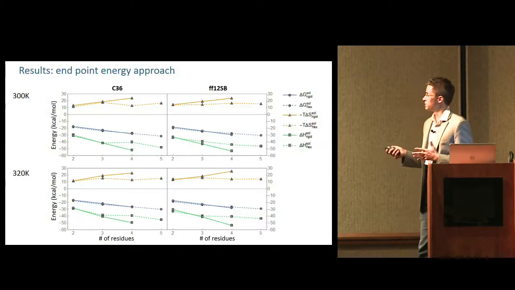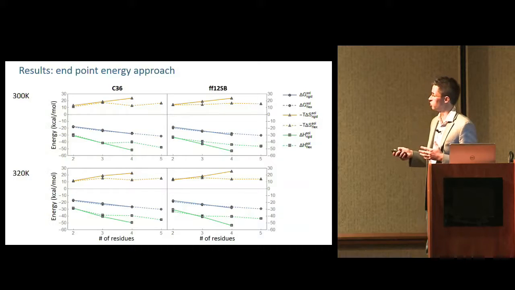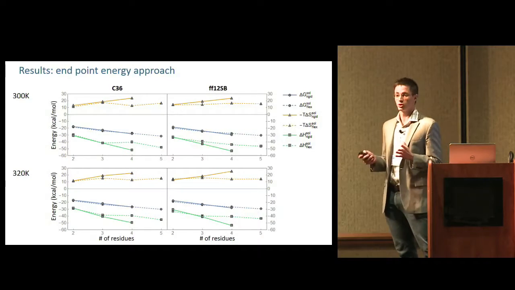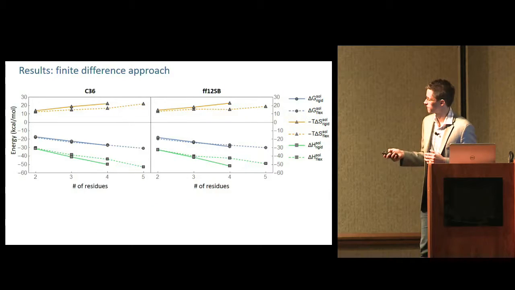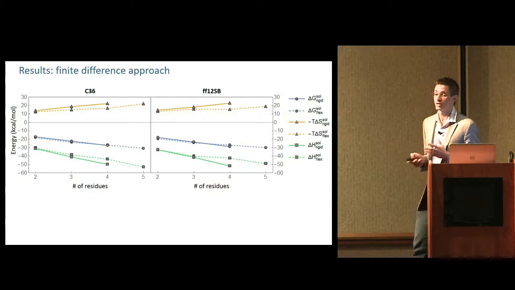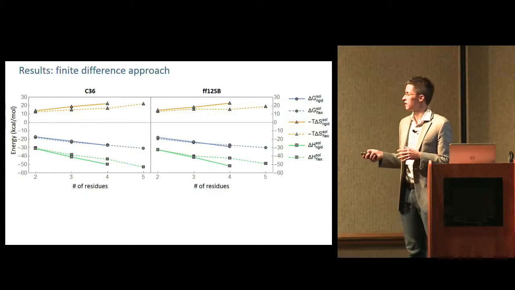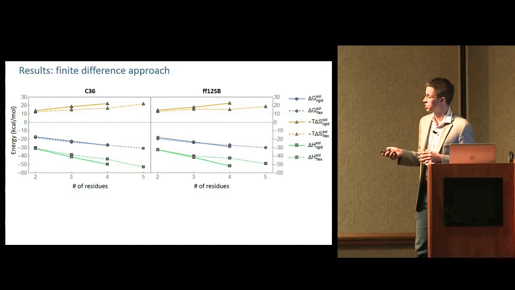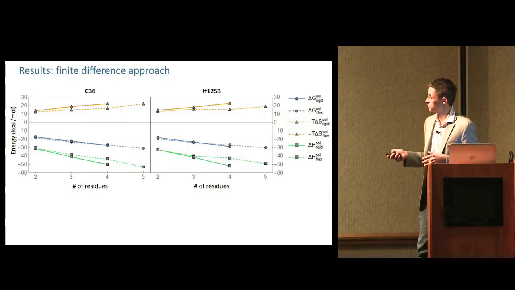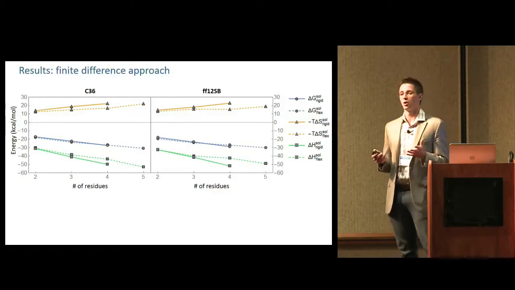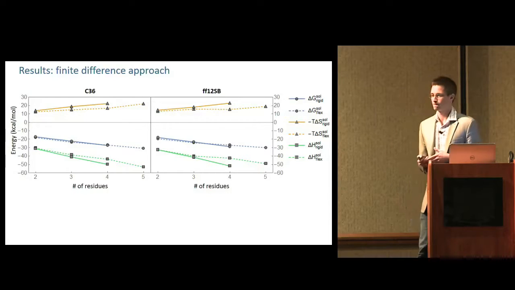Now, going on to the endpoint energy approach, results for 300 Kelvin are on top and 320 are on the bottom. Essentially, we're seeing the exact same thing. Actually, I forgot to highlight that when we compare the rigid to the flexible results, we see that the difference in the solvation free energy is quite small. However, flexibility is really affecting the enthalpic and entropic components to a much greater extent. But due to their compensatory relationship, they add and result in much smaller differences in the solvation free energy.